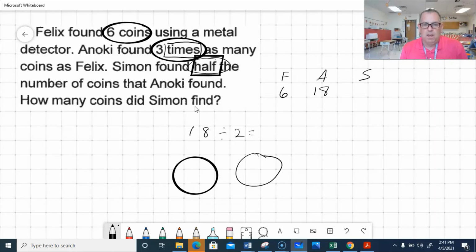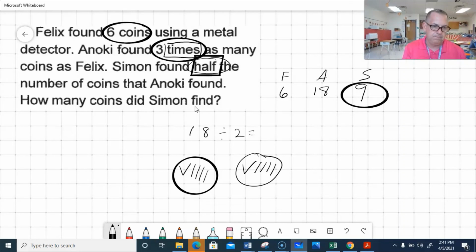Okay, I'm going to start by 5s, put them in there. So that'd be 5, 10. Okay, but if I went to 15 and 20, I wouldn't be able to do that. So I'm going to start counting by 1. So 10, 11, 12, 13, 14, 15, 16, 17, 18. So I can see that 18 divided by 2 would be 9. So that means Simon found 9 coins. And that's the answer to our problem.